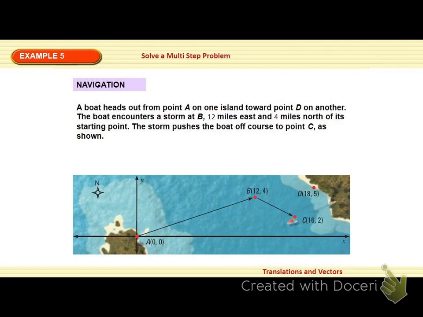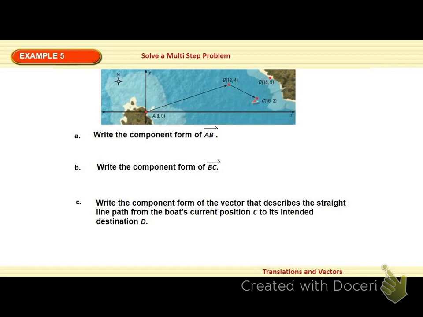But we can use this to come up with some vectors as well. So, first of all, the boat starting at point A, travels to B, gets hit by a storm, gets pushed off course to C, is trying to get to D, right? So if you want to write the component form of vector AB, well, just how far is it moving from A to B in the vertical and horizontal directions? Horizontal direction is going from 0 to 12, which means it's moved positive 12. And in the vertical direction, it moves from 0 to 4, so it's gone 4.